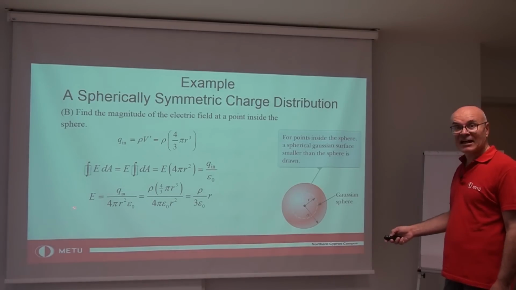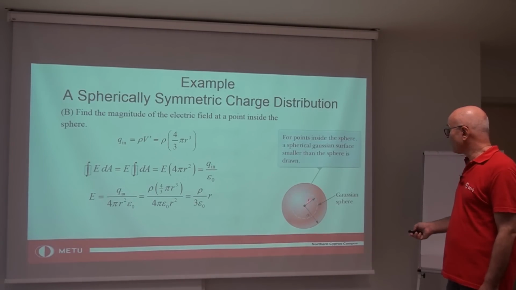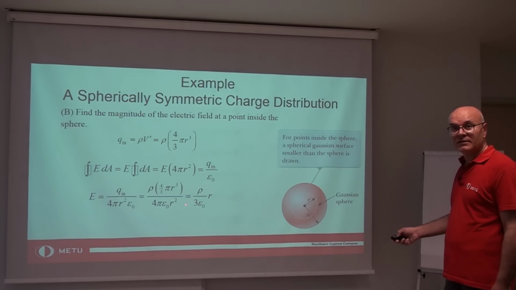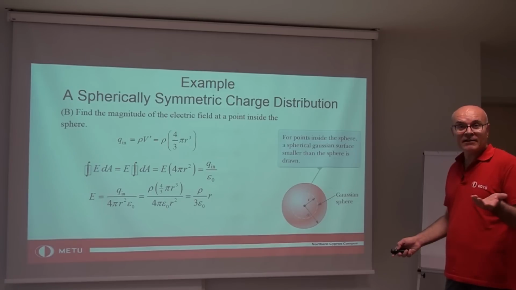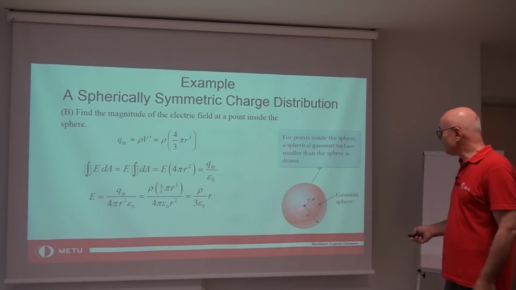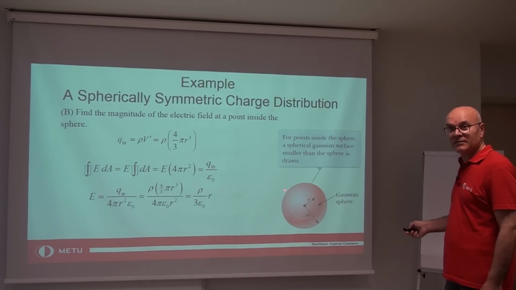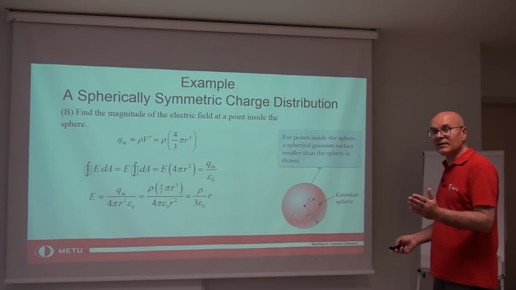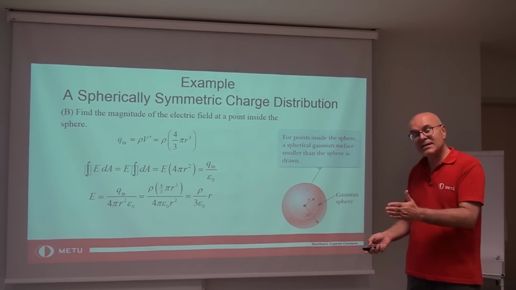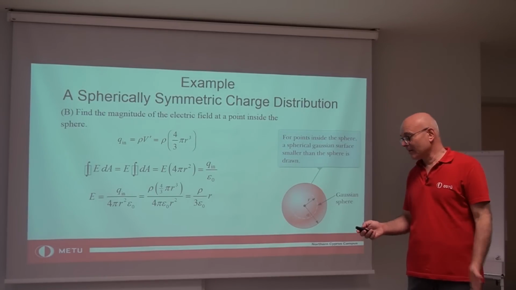So E inside at a distance r from the center is equal to a constant, rho divided by 3 epsilon naught, multiplied by r. So it is a linear function of r. The field at the center is 0, and it grows linearly as you go out. And at each point it is radial. So we have found the electric field both inside the sphere and outside the sphere.